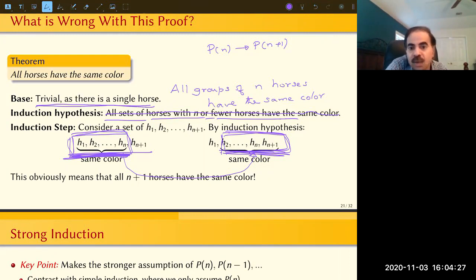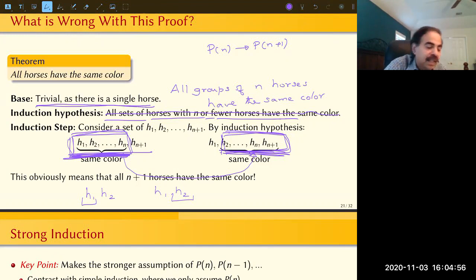So when n equals 1, there is no common element, because then I have H1, H2, and those are the only 2 horses. Let me draw the picture. Well, this has the same color, and this has the same color. But obviously from that, you cannot conclude that H1 and H2 have the same color, right?